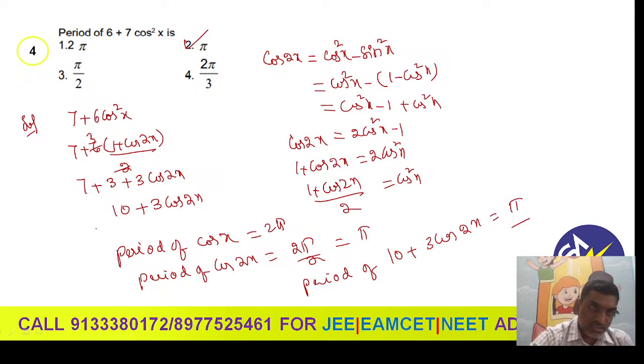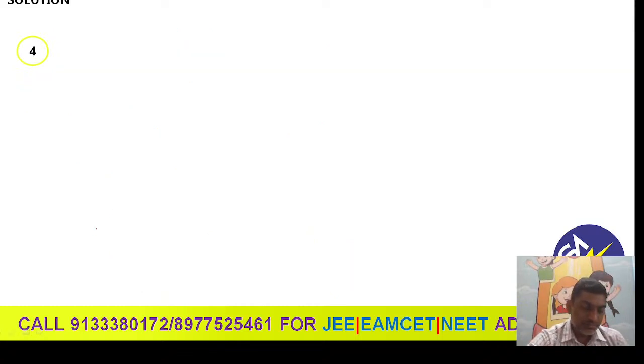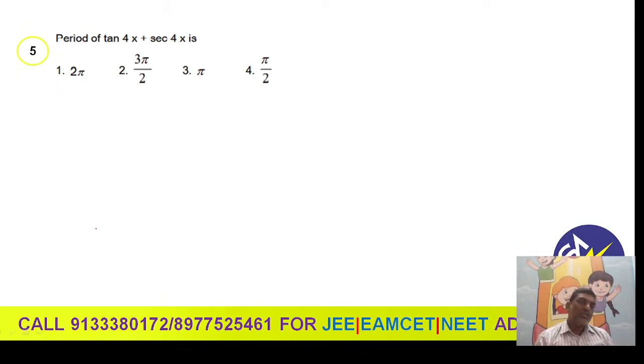Right. Next, let us see question number 5. What is question number 5 here? Question number 5 is tan 4x plus secant 4x.